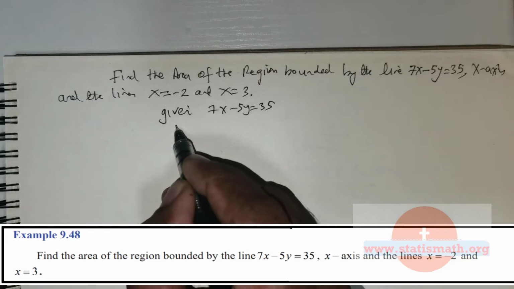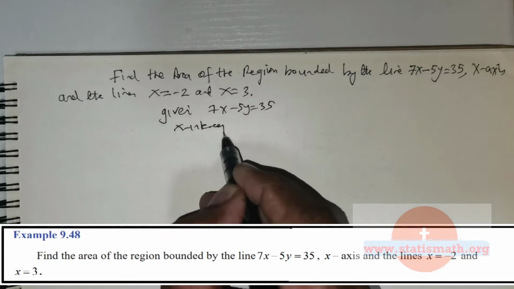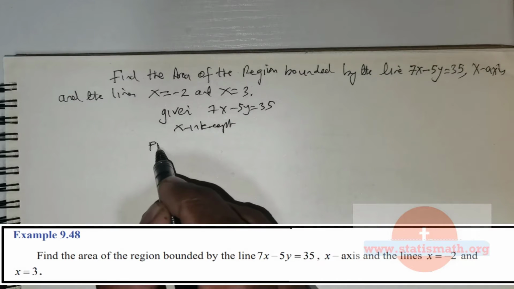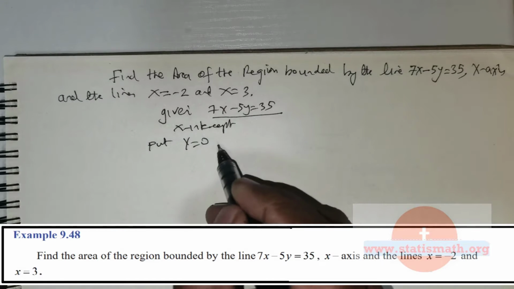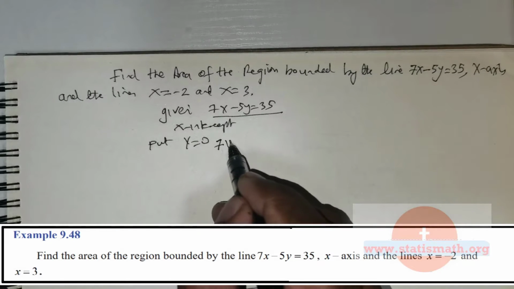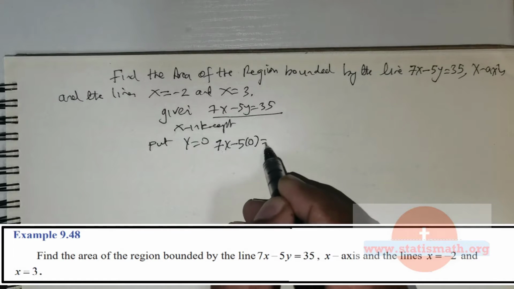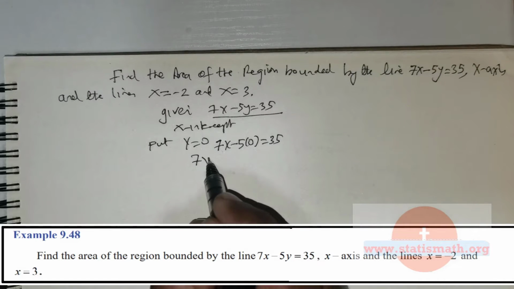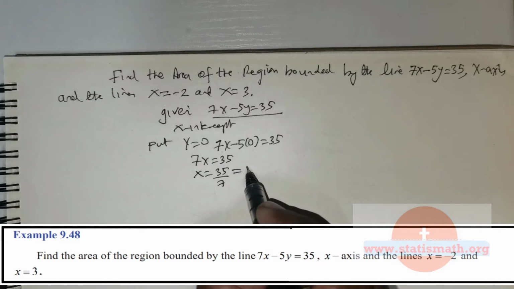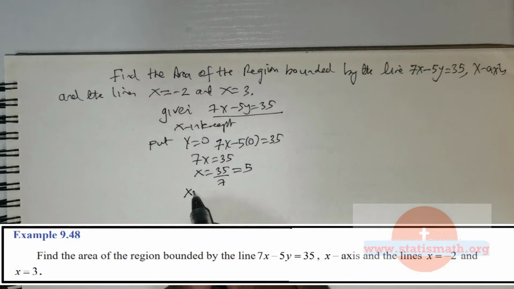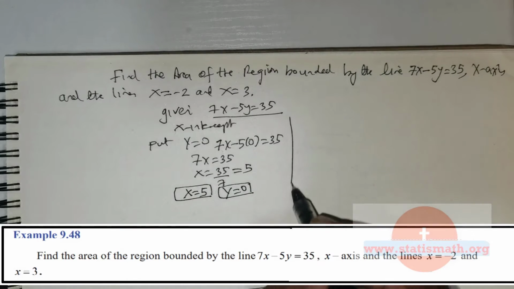So first find the x-intercept. Now to get the x-intercept, you need to put y = 0 in this equation. If you do that, you get 7x - 5(0) = 35, which means 7x = 35, which means x = 35 divided by 7, which means x = 5. So you have a point x = 5 when y = 0. This is for the x-intercept.